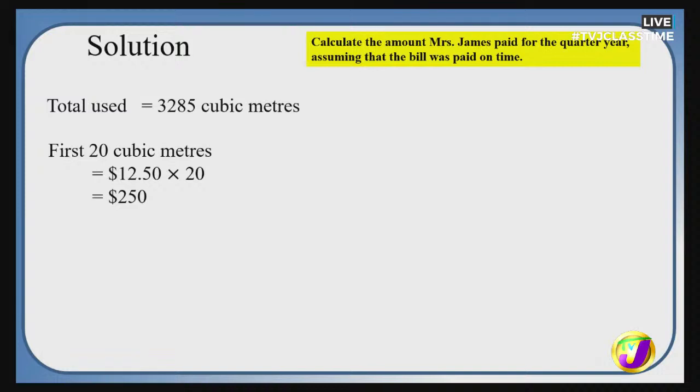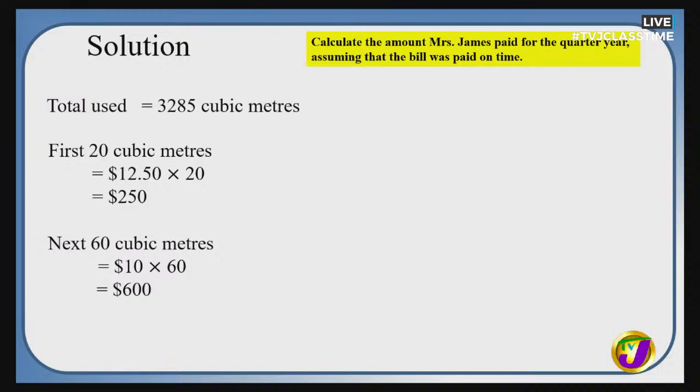Thank you. And then we have for the next 60 cubic meters, so that would be after you would have used 20 cubic meters and you use an additional 60 cubic meters, you're going to be paying $10 per cubic unit. So it would be $10 multiplied by 60 to give us $600. So we would have taken care of roughly 80 cubic units.